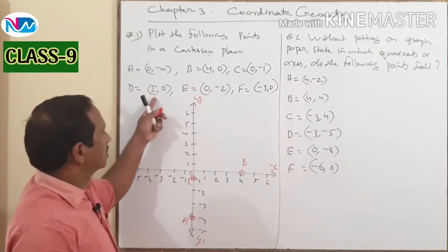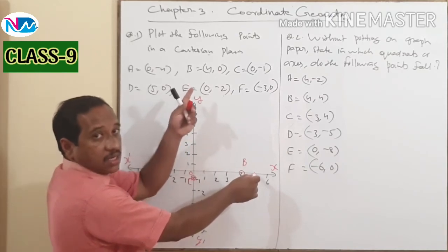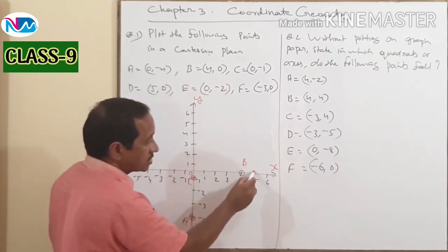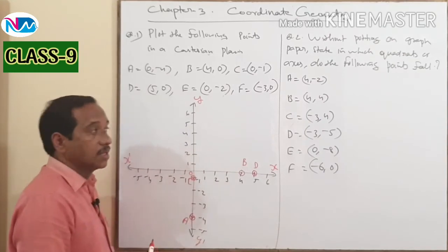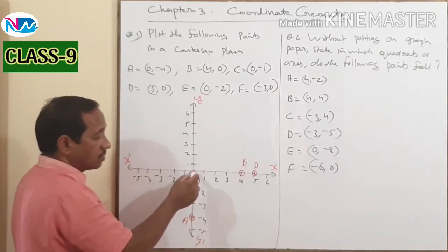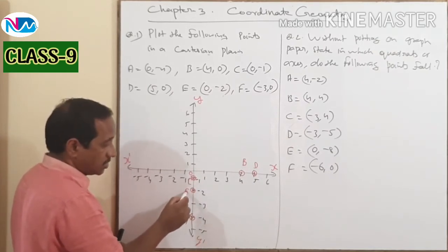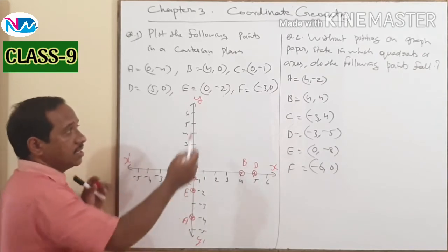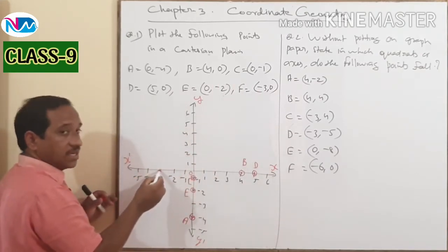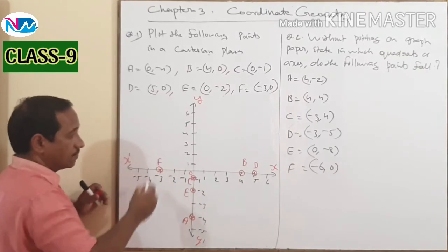And the point D has x-coordinate 5, y-coordinate 0, neither up nor down. So this is the point D. And the point E has x-coordinate 0, y-coordinate -2, then it comes down, and this is point E. And finally, x-coordinate -3, y-coordinate 0, so this is the point F.